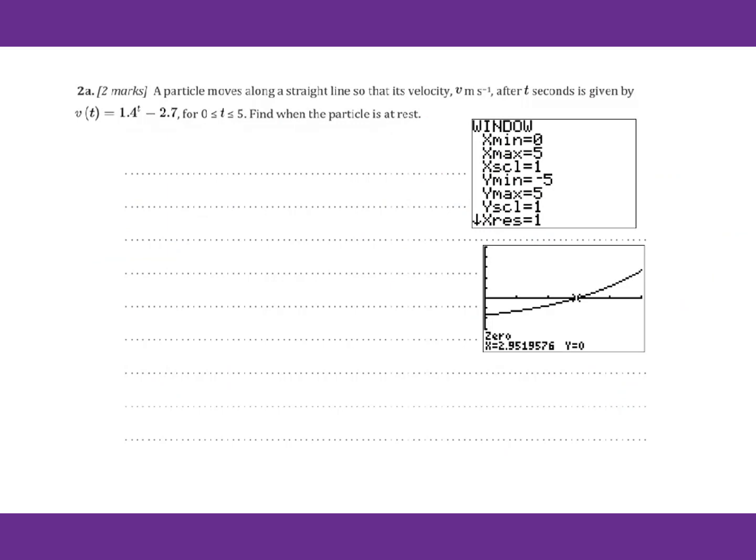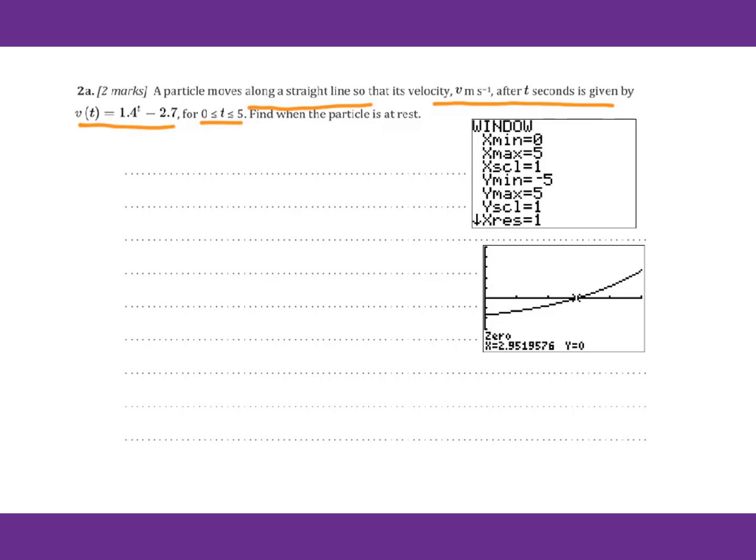Let's go to 2a. A particle moves along a straight line so that its velocity after t seconds is given by this function. For t between 0 and 5, find when the particle is at rest.